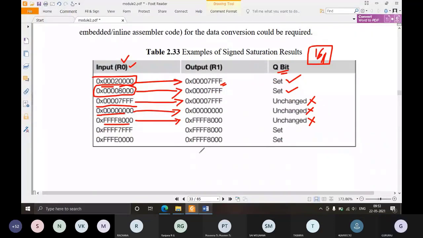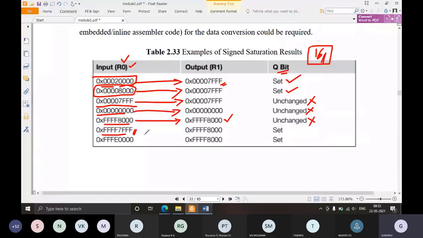Yeah. So the next value that has come up is FFFF 7FFF. Fine. So this is a negative value, again you can see that by the initial 4 F's. So again, you can see this value is not within the range. The maximum negative value we can represent is minus 8000, and this is exceeding minus 8000. So hence saturation will take place here.